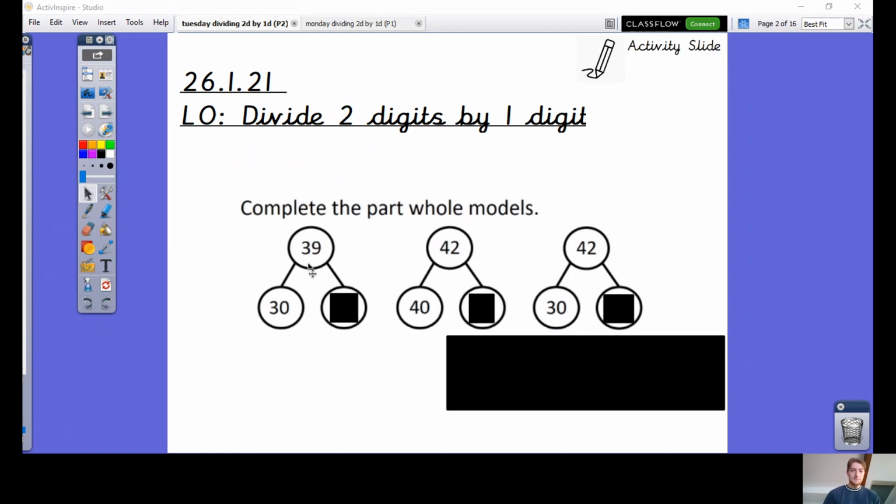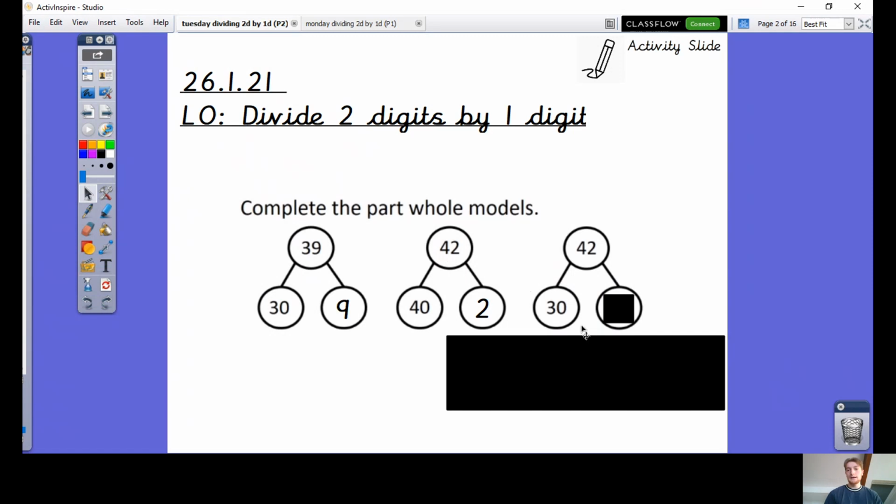Okay, let's go through the answers then. So I've got here 39 as my whole number. I know one part is 30. So what other number do I need to make 30 into 39? I have to add on another 9. Here I have 42. I can see 40 is one part. So I need to find out what other number I need to make 42, which is 2. 40 add 2 is 42.